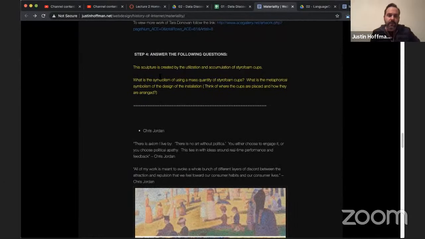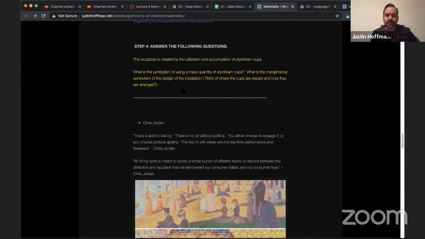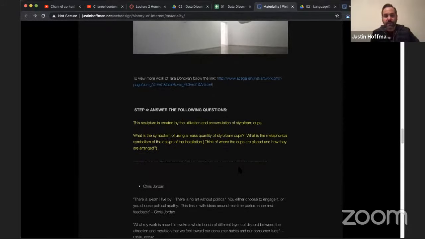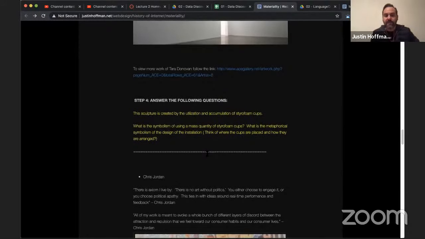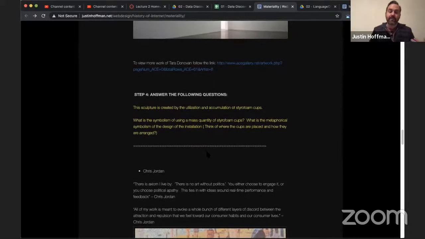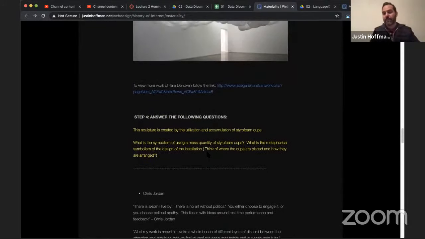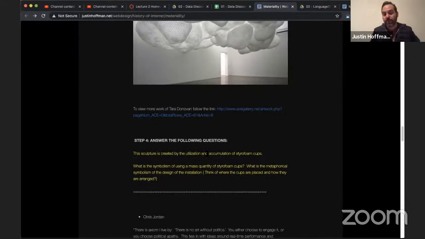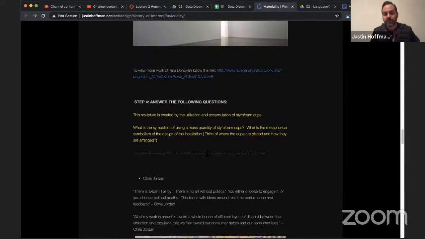Okay, so the question for this is, this sculpture is created by the utilization and accumulation of styrofoam cups. What is the symbolism of using a mass quantity of brand new styrofoam cups, by the way, for the piece, right? They look perfect. What is the metaphorical symbolism of the design of the installation? Now, keep in mind, I'm giving you guys my perspective and our perspectives, but you can come up with your own too. You don't have to necessarily feel that these things mean what we think they mean. So feel free to take another route to explain it in another way.